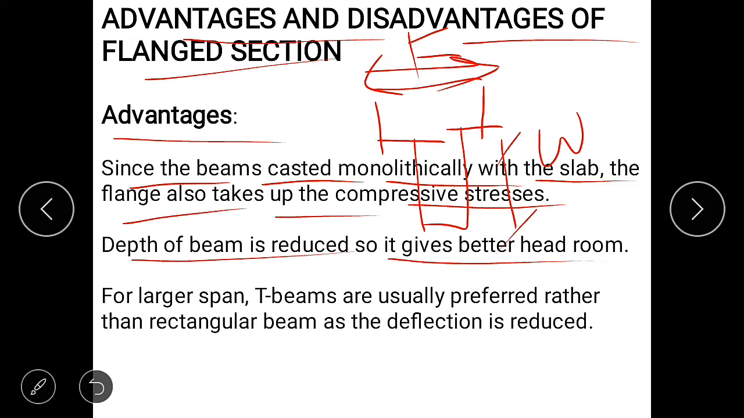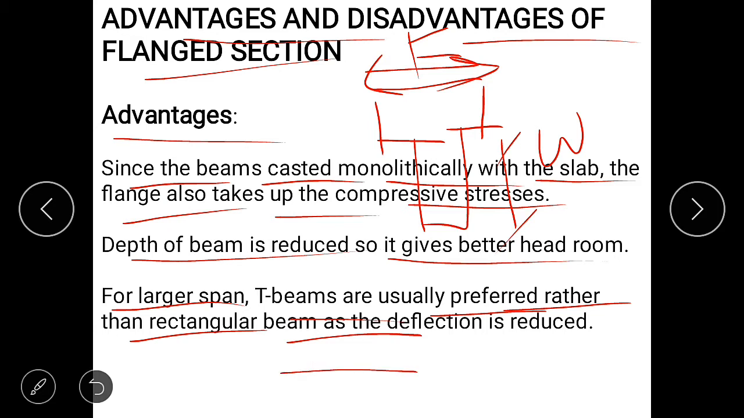Due to the flanged beam, the depth of the beam is reduced, so because of that you can easily provide headroom. For larger spans, T-beams are usually preferred rather than rectangular beams, as the deflection is reduced. T-beams we provide in an intermediate portion.